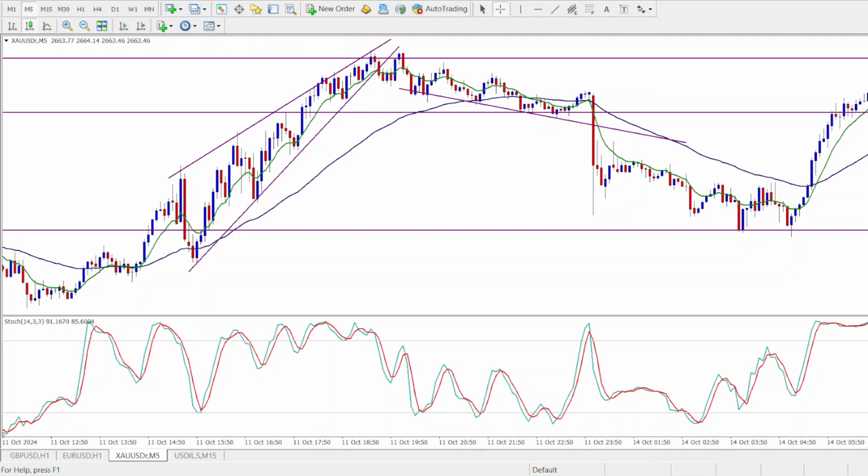By following these steps and being consistent, you can develop a solid XAUUSD scalping strategy, capitalizing on short-term moves while managing risk effectively. I really hope that you found this video insightful.